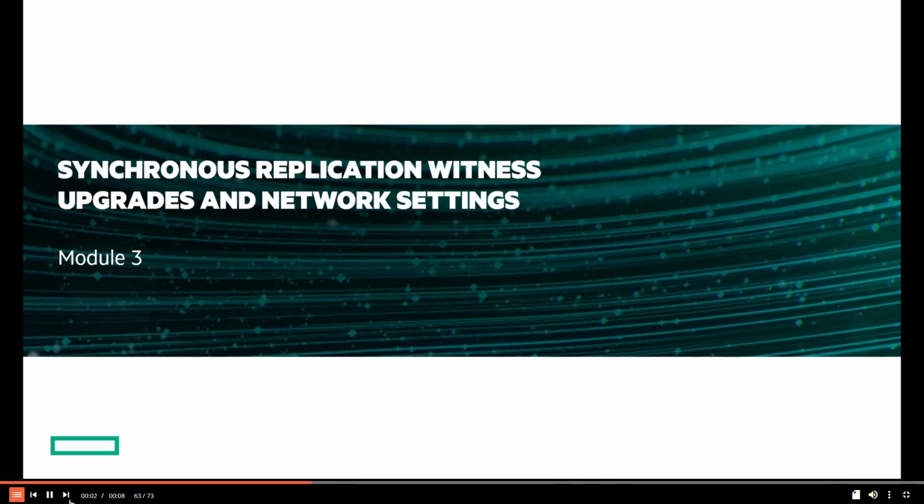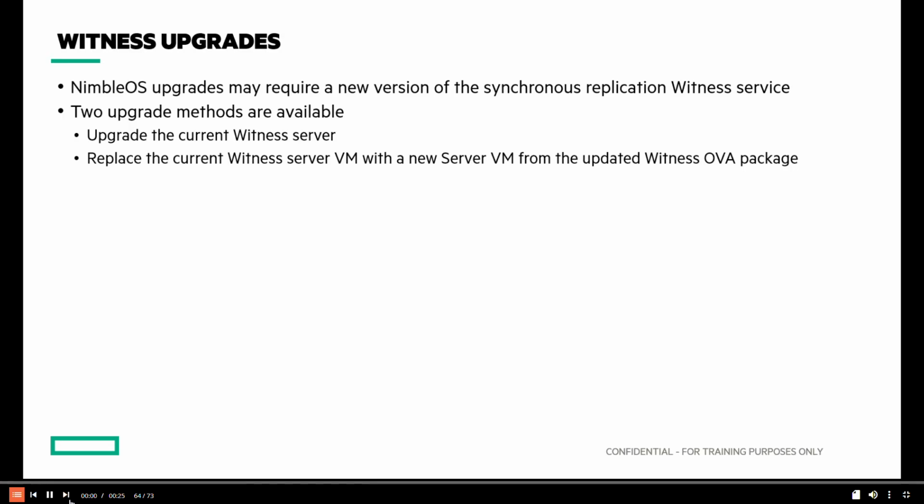Module 3, Synchronous Replication Witness Upgrades and Network Settings. If an update to the Nimble OS requires a new version of the Synchronous Replication Witness service, there are two potential methods to upgrade the witness. Upgrade the current witness server, or replace the current witness server virtual machine with a new server virtual machine from the updated witness OVA package.